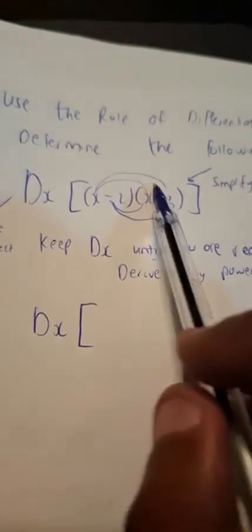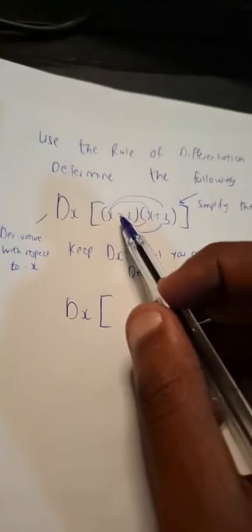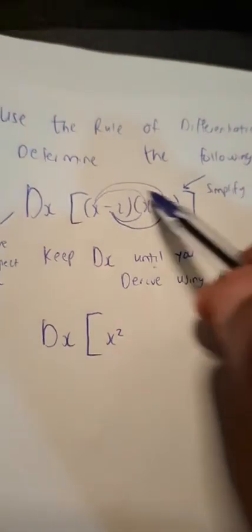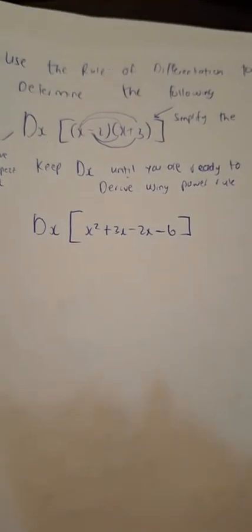So let's do this then. Let's keep d over dx and let's simplify what's in the brackets. x minus 2 into x plus 3 simply means we must use FOIL, because that's the simplification process we take with a binomial times another binomial. So x times x is x squared. x times 3 is 3x. Minus 2 times x, negative 2x. Negative 2 times positive 3, negative times a positive is negative, and that's negative 6. Okay, so far so good.